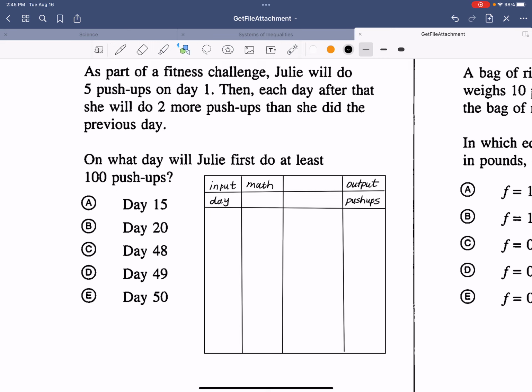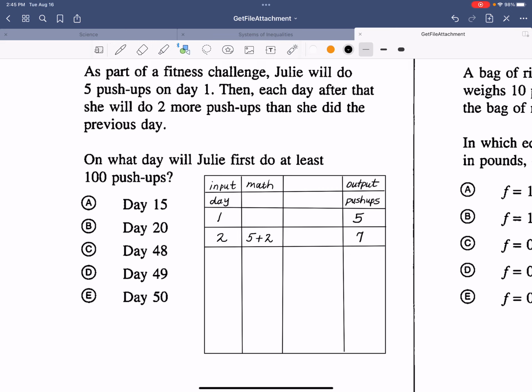So let's take what we know and start building this table. On day 1, there's no math to do. She did 5 push-ups. It's pretty simple. 5 push-ups on day 1. On day 2, she did the number of push-ups she did the day before, so she did 5, but she added 2 to that. Each day she's going to do 2 more than the previous day. So 5 plus 2 is 7.